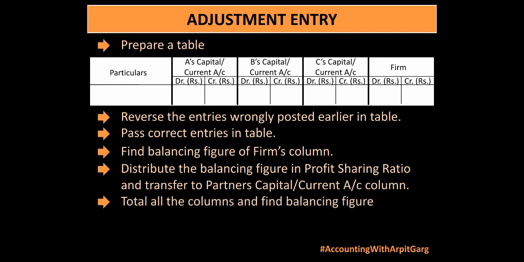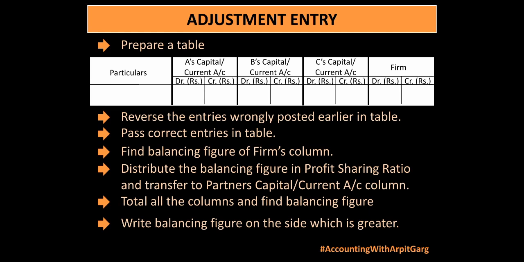Then the total of all the columns will be done, and we will find the balancing figure of every column, meaning partners' capital, partners' capital, partners' capital. The firm we have already done. Then we will write the balance on the side which is greater. For example, the debit side is 5000 and the credit side is 2000, so we will write a balance of 3000 on the debit side. Then we will pass the journal entry. I know it's a bit confusing, but with the question it will be very easy to understand.